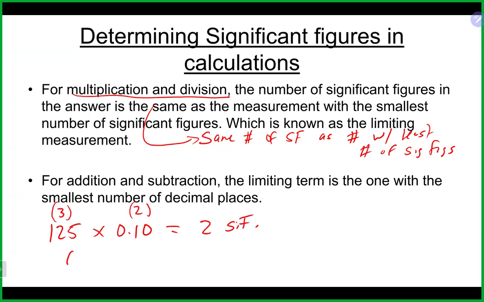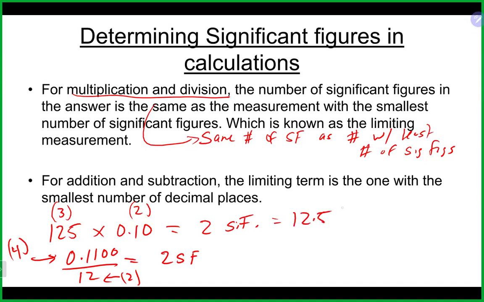If we divided 0.1100 divided by 12, the top number has how many significant figures? It has 4. The bottom number has 2, which means our answer should end up at 2 significant figures. So if you multiply or divide, your answer should end up with the same number of significant figures as the one with the least. So 125 times 0.1 gives us 12.5 in this case, which means we should end up at 13 for the first one.